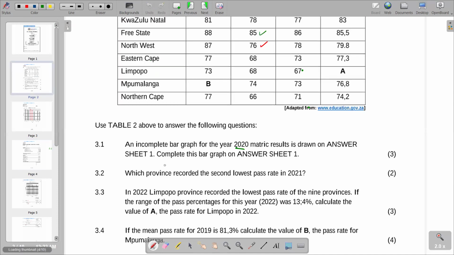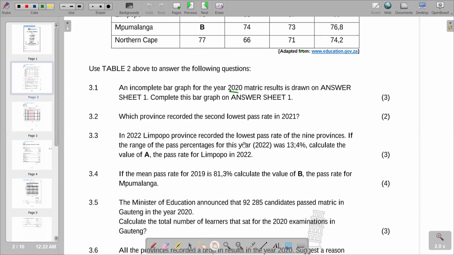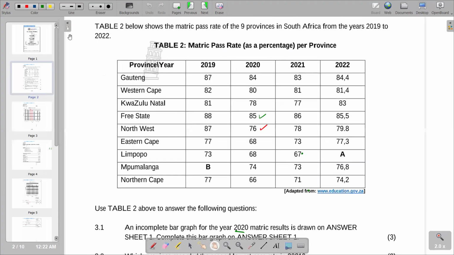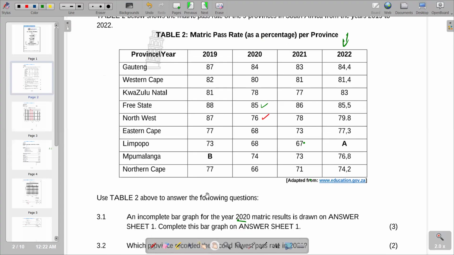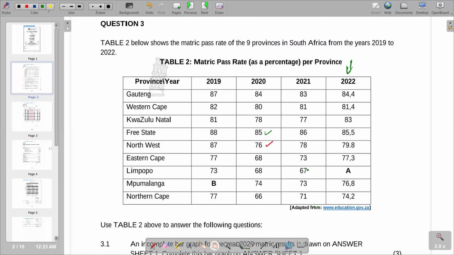So we go to the next question, which says in 2022, Limpopo province recorded the lowest pass rate of the nine provinces. If the range of the pass rate of this year, that is 2022, was 13.4%, calculate the value of A and the pass rate for Limpopo in 2022. So we go to 2022, we see that we have our 2022 here, and we are given the range of 2022 as 13.4. So obviously we are saying the range is 13.4%.